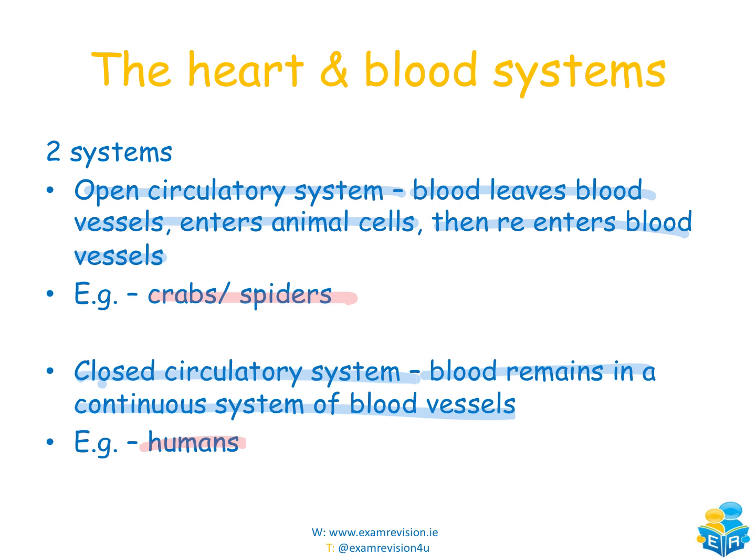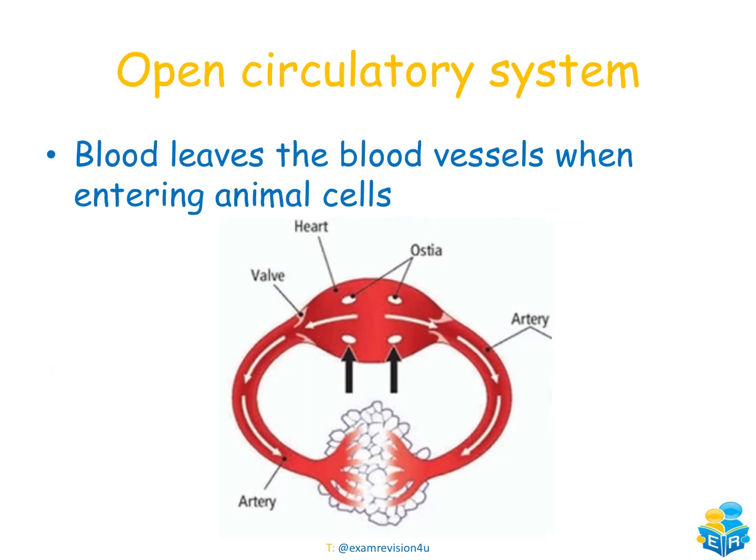Okay, so the open circulatory system, it actually leaves the blood vessels, enters the animal cells, and then re-enters the blood vessels, whereas the closed, it just remains in a continuous system of blood vessels, your veins, your arteries, your capillaries, which is exactly what happens in humans. So we're an example of a closed circulatory system.